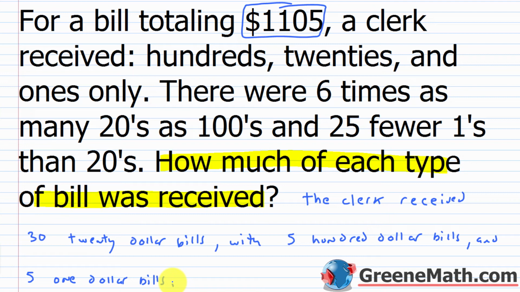And again, easy to check. 30 times 20 is 600, so that's the value from the 20s received. 5 times 100 is 500, so that's the value from the $100 bills received. And 5 times 1 is 5, the value from the $1 bills received. So 600 plus 500 is 1,100. 1,100 plus 5 gives you 1,105. Again, the total bill that we're told in the problem.